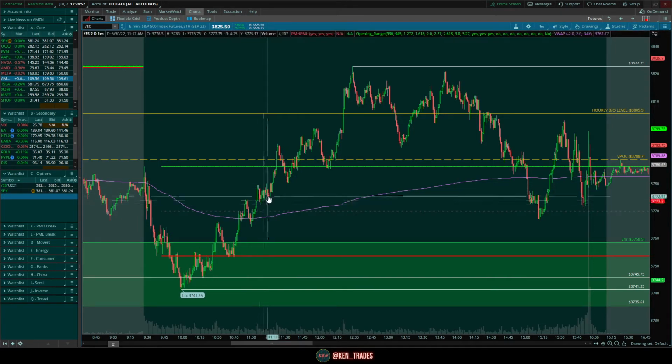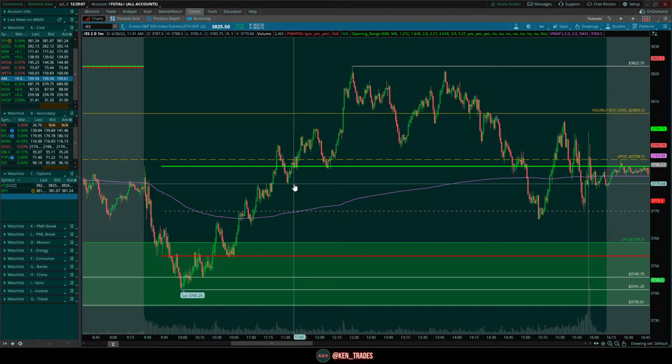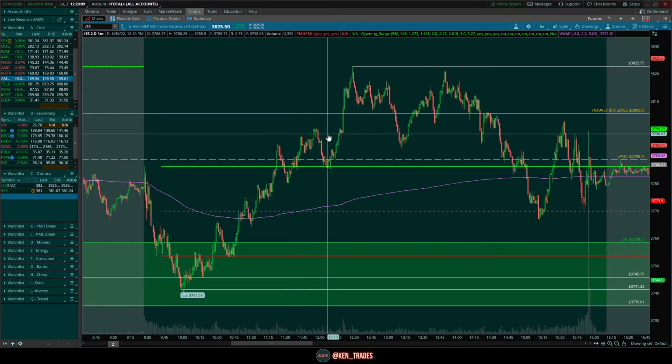Some people take breakout trades, but I prefer to take a retest trade. Why? Because your risk is lower. If you take a breakout and then it flushes down, you're obviously stopped out. Wait for it to retest, form some form of support, and then you go long and risk that low.